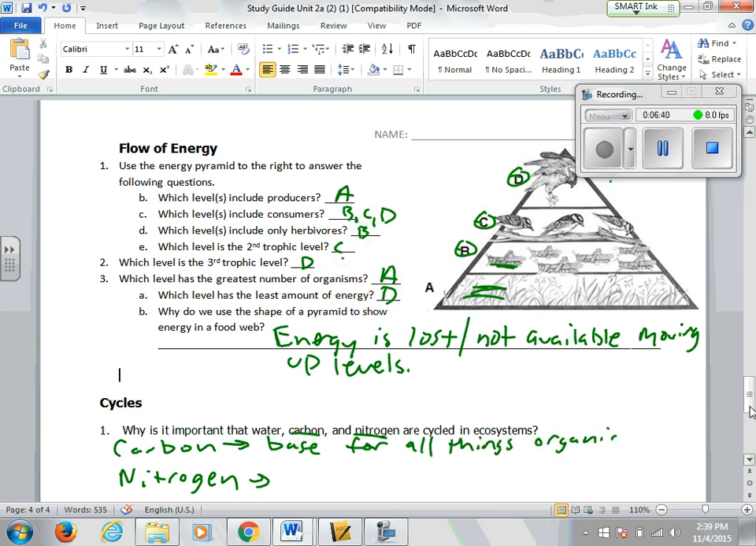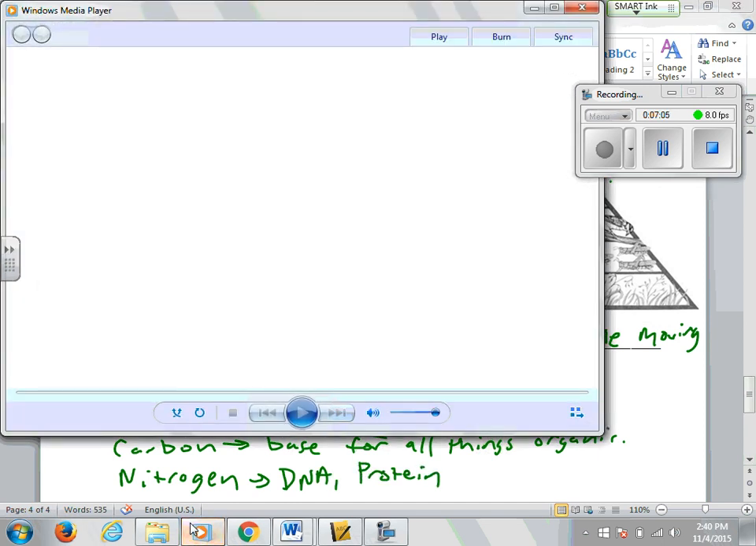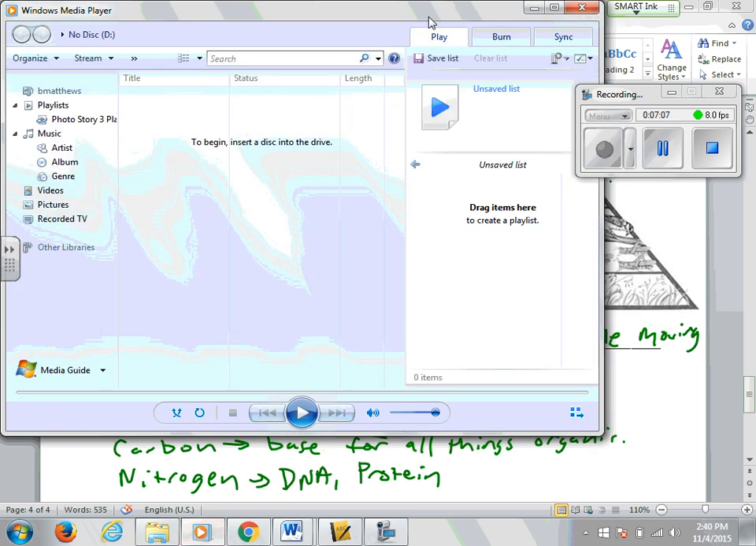So glucose is organic. It has carbon, C6H12O6. That's glucose. That C is for carbon. Carbon dioxide. Carbon. Okay, it's a large part of the cellular respiration or the energy cycle. We just have to understand that. Nitrogen, we need nitrogen for DNA, for proteins.